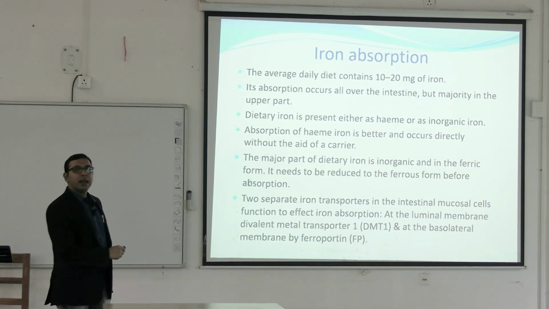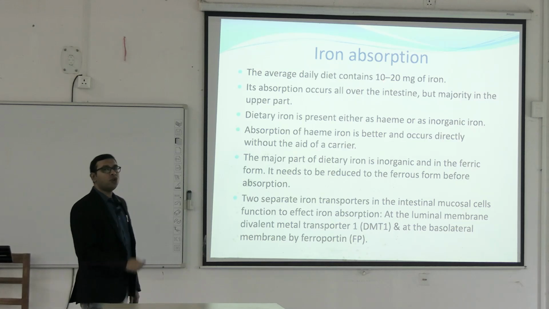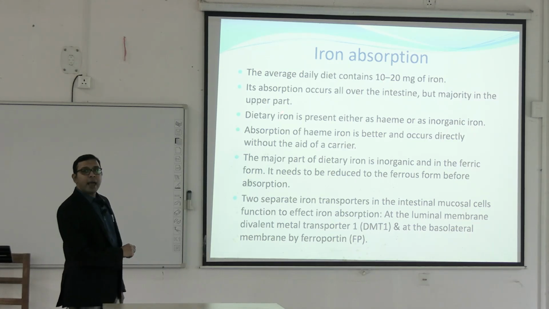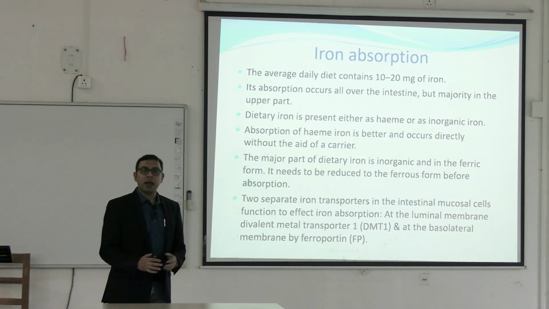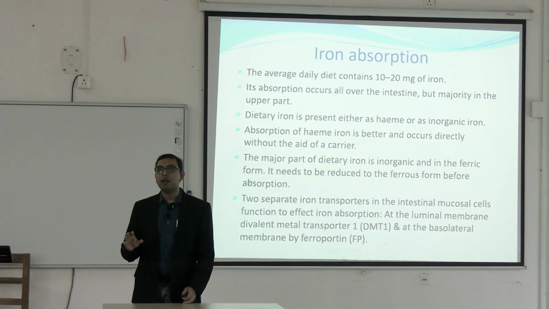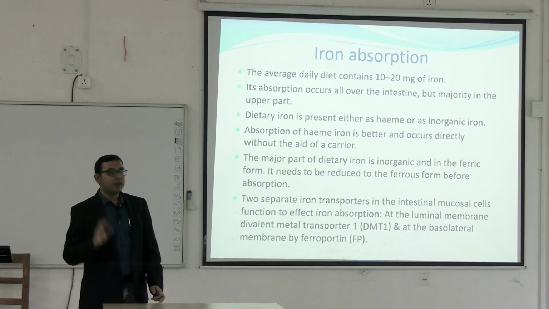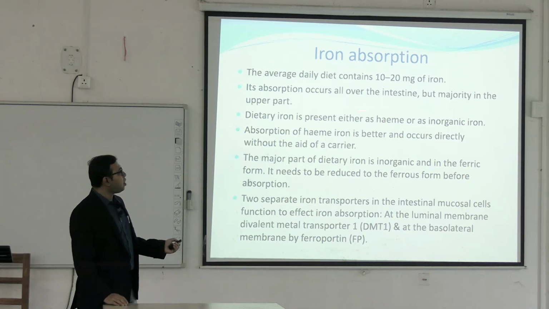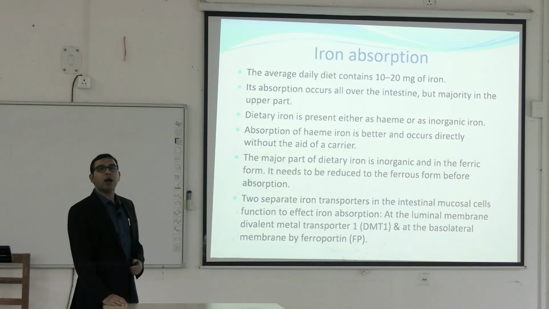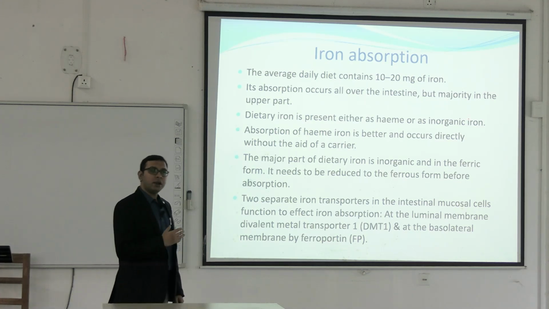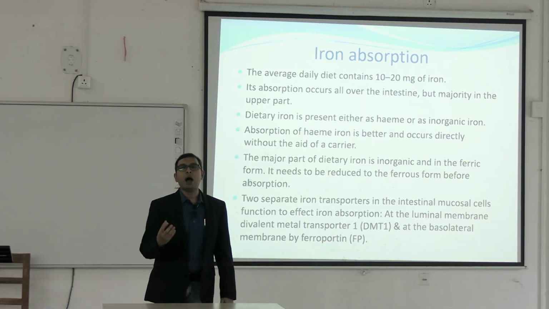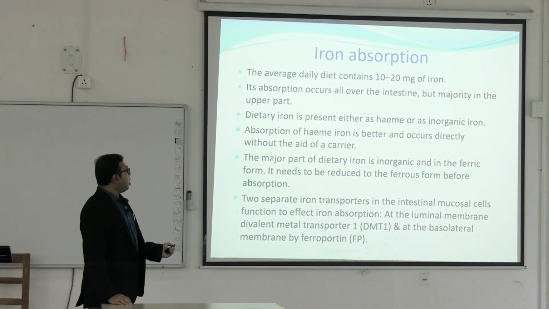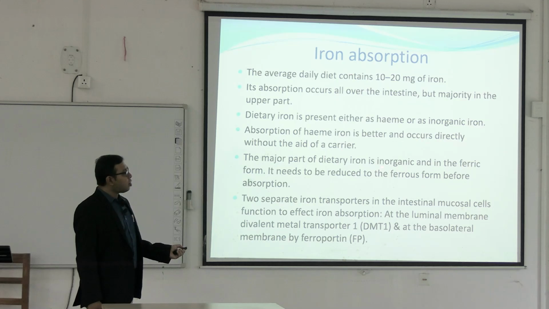The average daily diet of ours usually contains 10 to 20 milligram of iron irrespective of what we are taking. Its absorption occurs all over the intestine, but most of the iron absorption happens in the duodenum and early jejunum. Dietary iron is present mainly in two forms. One is heme iron, another is inorganic iron. Heme iron is present in different types of foods also. Heme iron is easier to absorb in comparison to inorganic iron. The major part of dietary iron is inorganic.